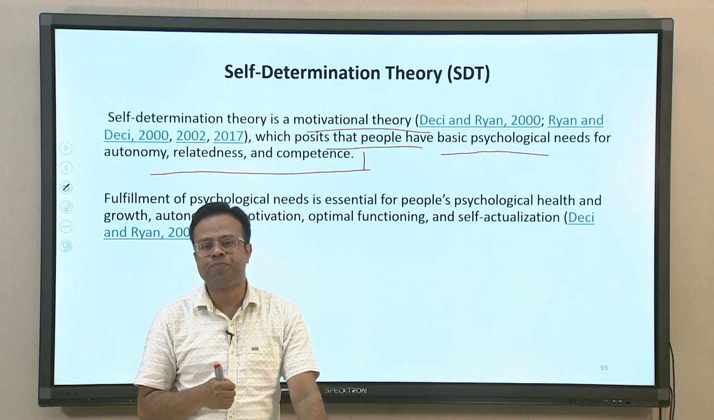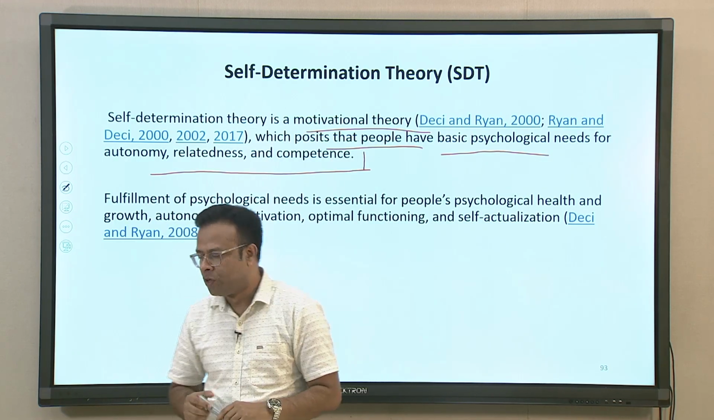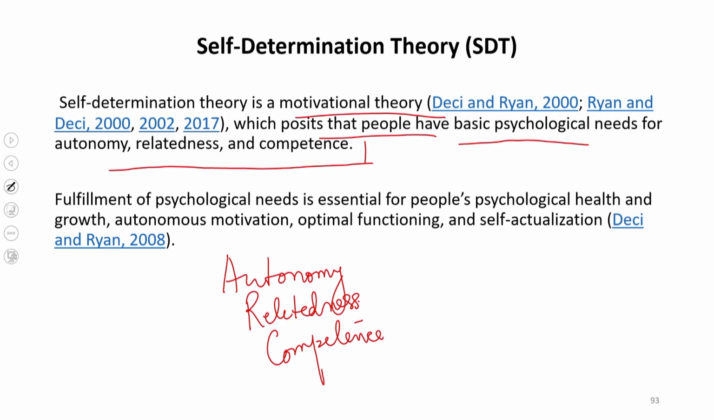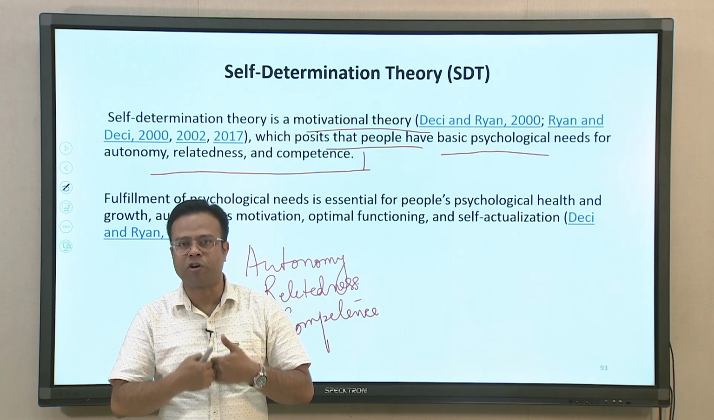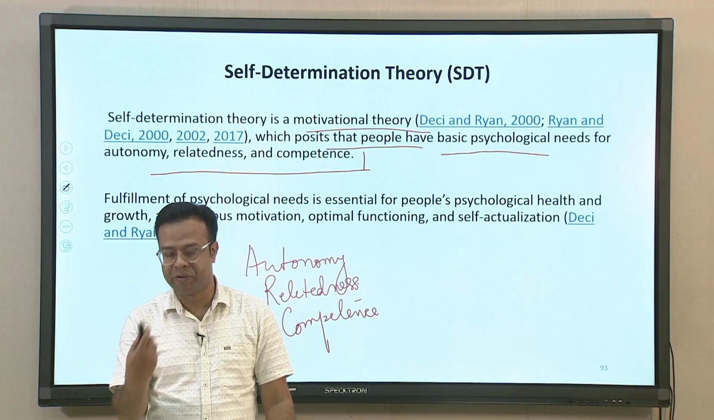So, according to this theory, what are these basic psychological needs? They say there are three basic psychological needs. One is autonomy, second is relatedness, the third is competence. So, they said these are three basic psychological needs which all human beings want to fulfill. Let us understand why they are called basic psychological needs.